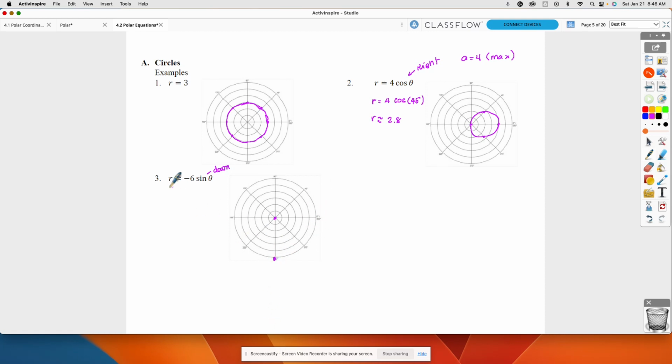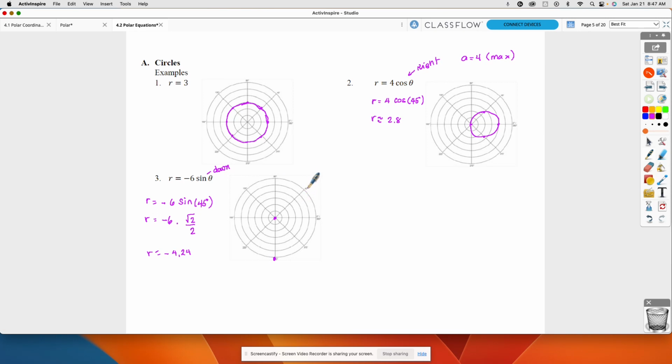And then again, let's find another 2 points. So again, let's just use pi over 4. So negative 6 sine 45 degrees. Sine 45 is square root of 2 over 2. So what would our r be? We get negative 6 times square root of 2 over 2, which gives us negative 4.24. So r is negative 4.24.